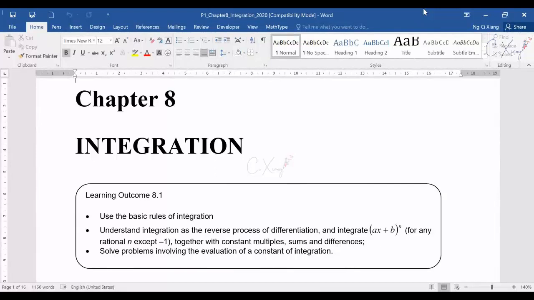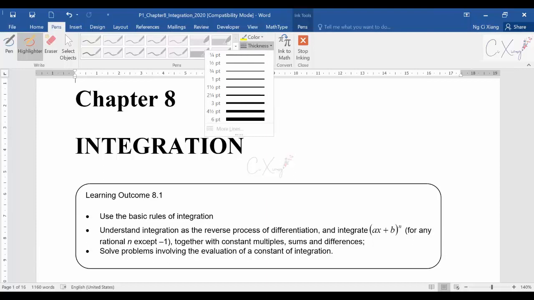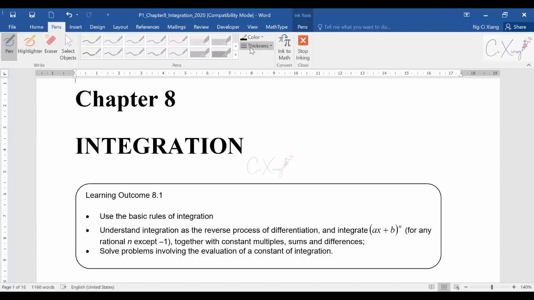Alright, so students, for today's video, we are going to start with our chapter 8, which includes the topic integration. For today's learning outcome, after this whole chapter, you should be able to do some very basic integration, use the basic rules of integration, and understand that integration is the reverse process of differentiation. And then you need to use your integration techniques and rules to solve the problem.